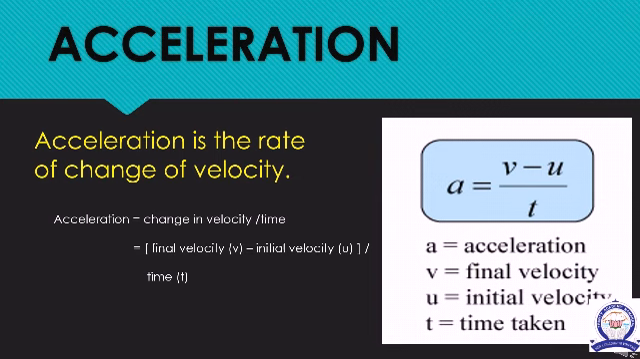So, the acceleration is the rate of change of velocity. The formula for acceleration is change in velocity by time. So, a equals (v minus u) by t. Here a is acceleration, v is final velocity, u is initial velocity and t is time taken. So, final velocity minus initial velocity by time.